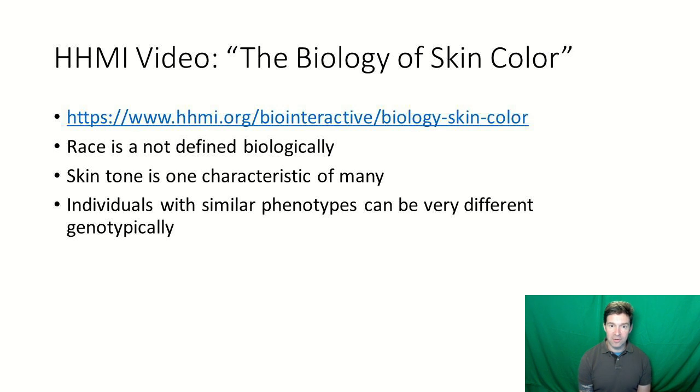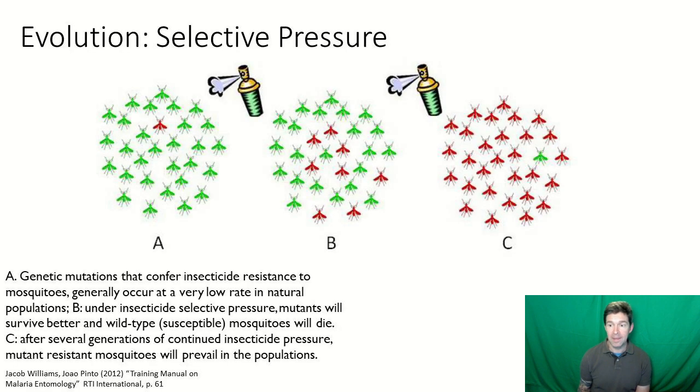So now that you've done that, you can see that race is not biologically defined, that skin tone is just one characteristic. There's just a handful of genes controlling that. And so it doesn't make any sense to lump people together into what we call a race based on one small handful of genes, right? You can have individuals that look very similar but can be very different genotypically. And so we're going to see that most of the human diversity on a genotype level actually resides in Africa, because that's where humans came from, right?